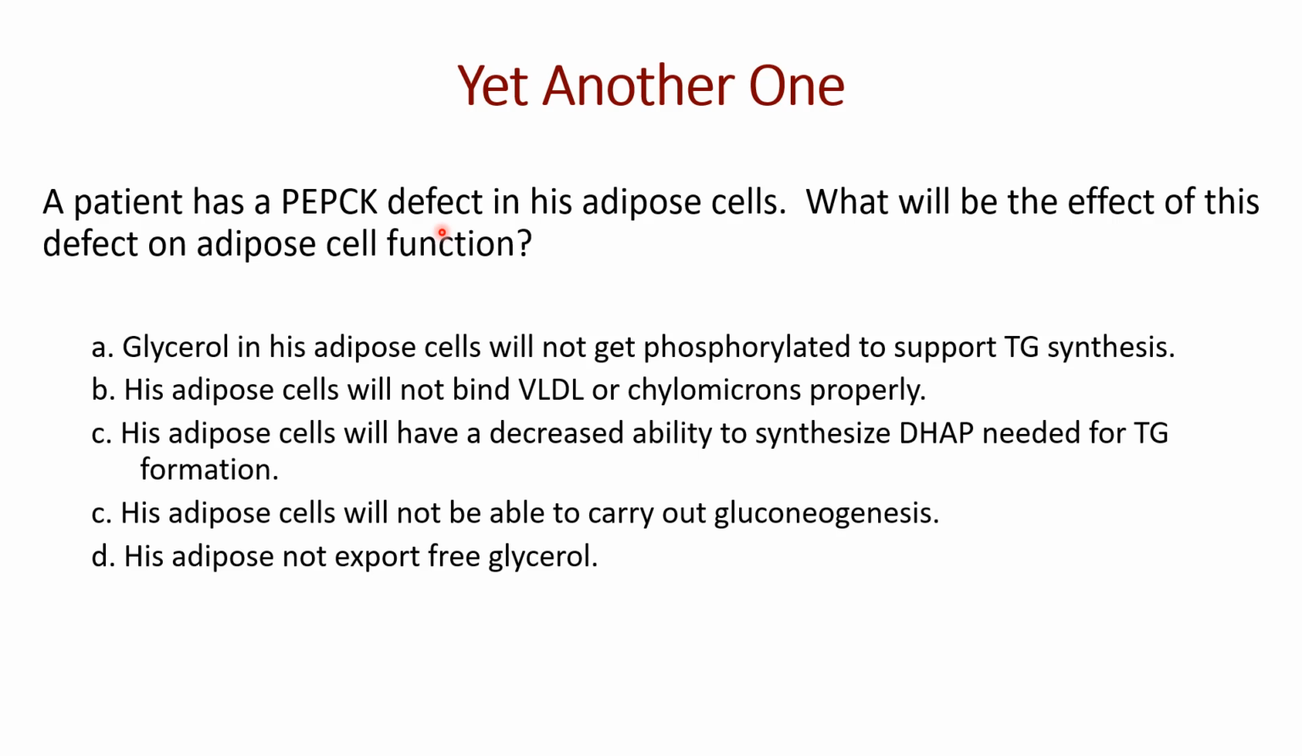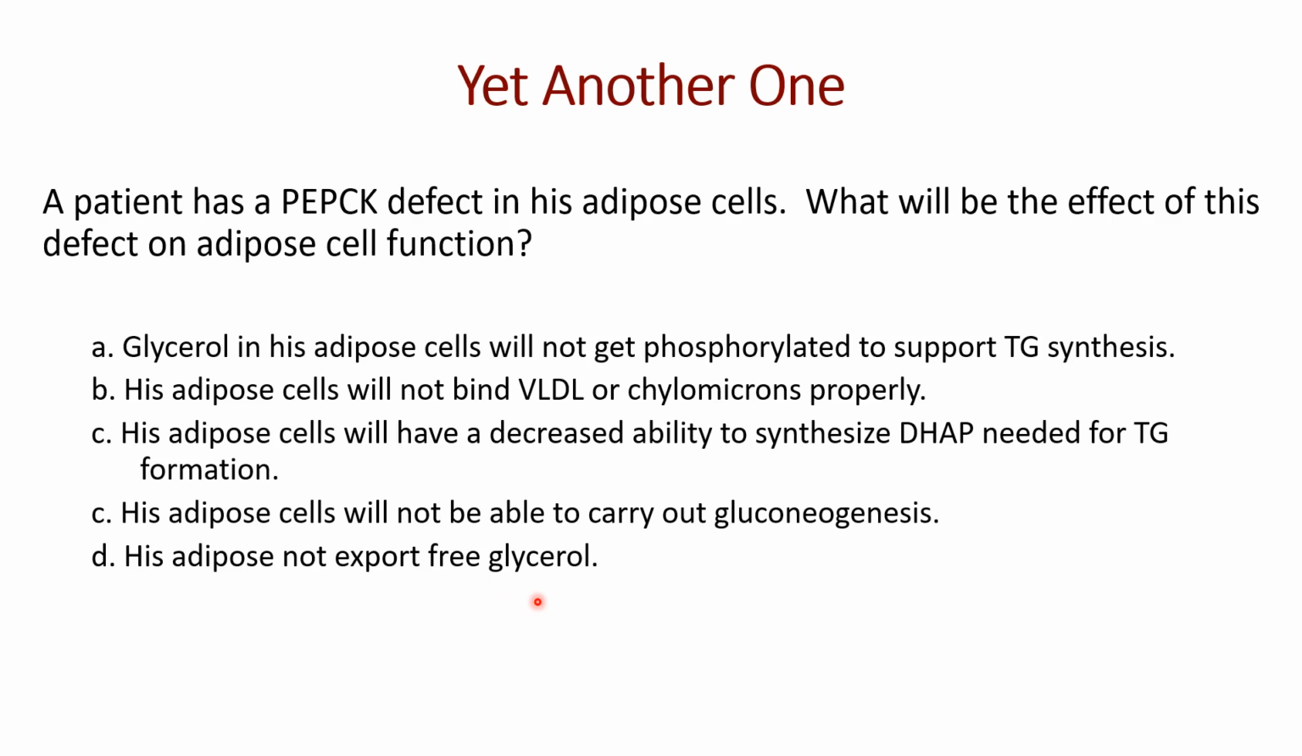So you see adipose tissues would have quite a big deal of trouble here if there's a PEP-CK dysfunction. His adipose cells will not be able to carry out gluconeogenesis. Well, that's not really the idea. The idea is to carry out the first half of gluconeogenesis, not all of gluconeogenesis ending in glucose. And his adipose will not export free glycerol. And again, that's not really the issue here either.